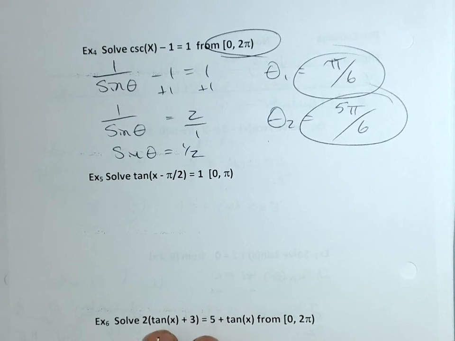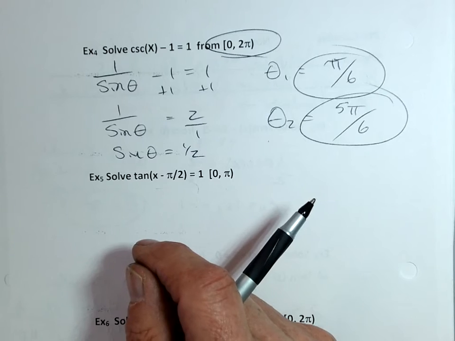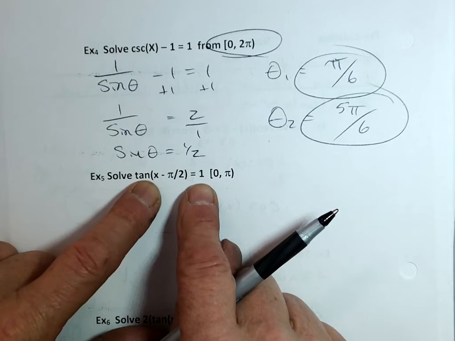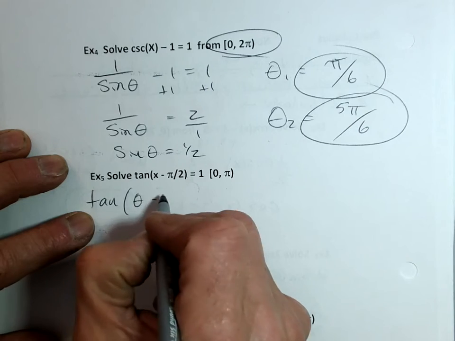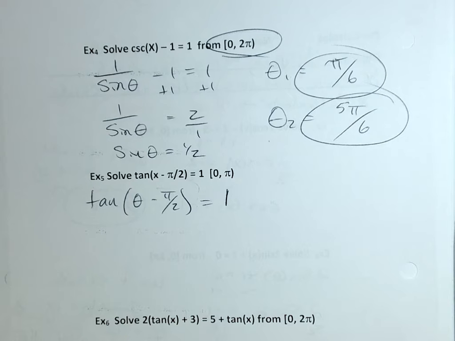All right, you ready for this one? So what we're going to do is we'll take care of what's inside second. So first, where is tangent equal to 1? Let me rewrite this: tangent of theta minus pi over 2 equals 1, okay? Where is tangent equal to 1? Quadrant 1. Tangent's the green. That equals pi fourths, right?